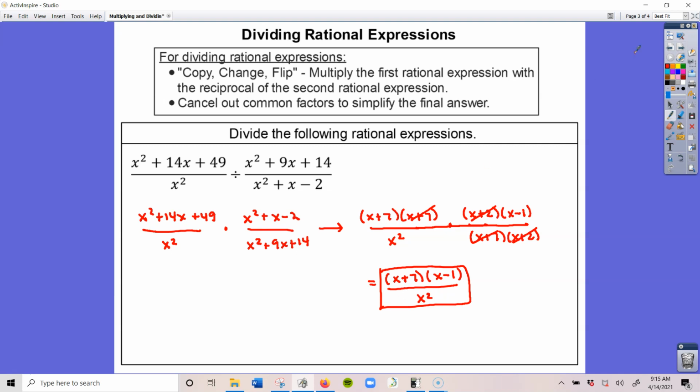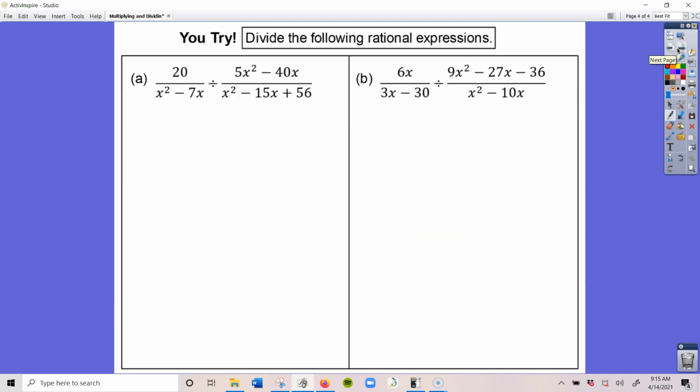Let's try a few more. We have here 20 over x squared minus 7x divided by 5x squared minus 40x over x squared minus 15x plus 56. So I'm going to copy, change, flip. Because we are dividing, I'm going to copy this first fraction, 20 over x squared minus 7x, change to multiplication, and then we would have x squared minus 15x plus 56 over 5x squared minus 40x. So I flipped that second fraction.